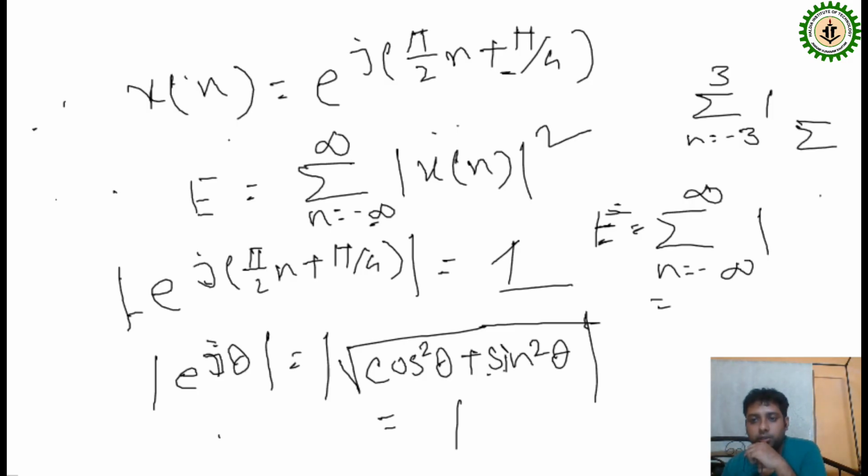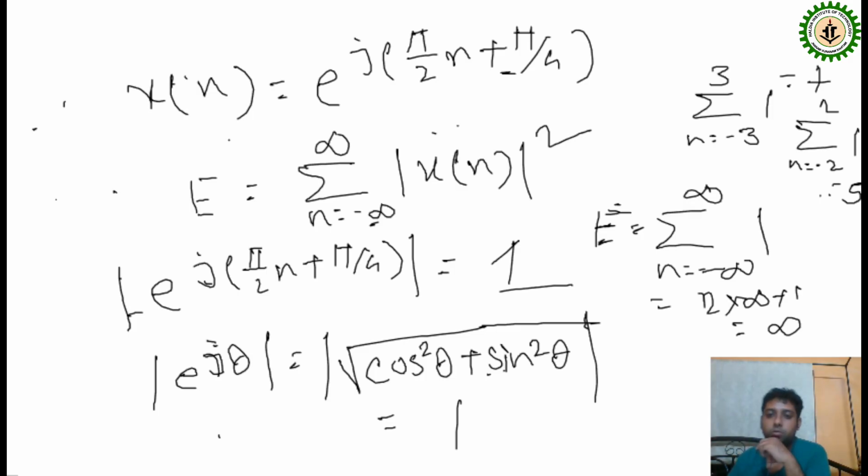Similarly, if we take n is equal to minus 2 to 2, summation n is equal to minus 2 to 2 of 1, here we will get 5 sample points, because minus 2, minus 1, 0, 1, 2. So 5 sample points we will get. Similarly here, n is equal to minus infinity to plus infinity, so here we will get 2 into infinite plus 1, that is infinite points. So from there we can tell that energy will be equal to infinite.